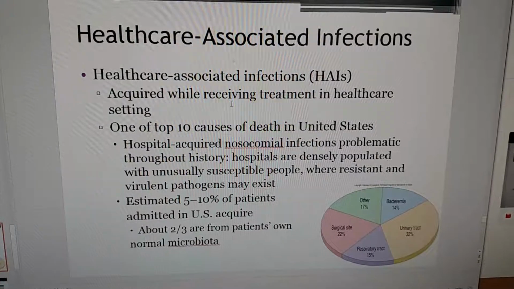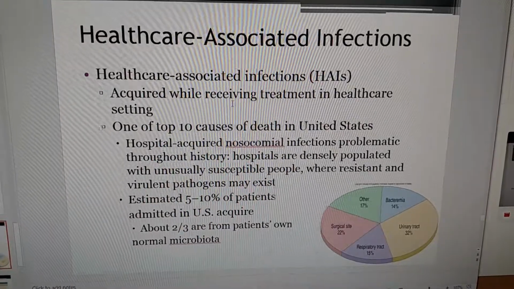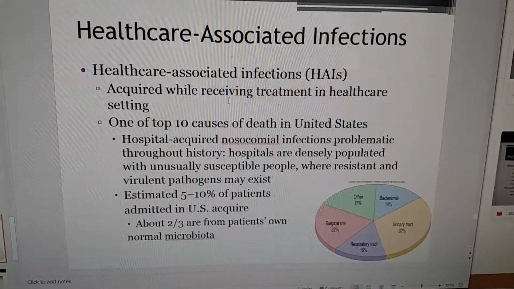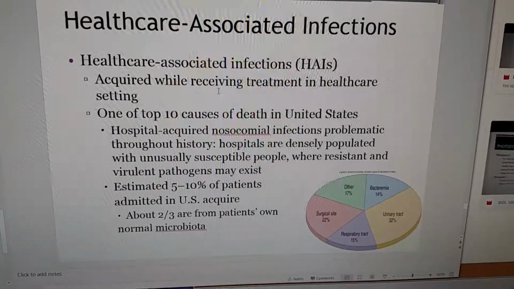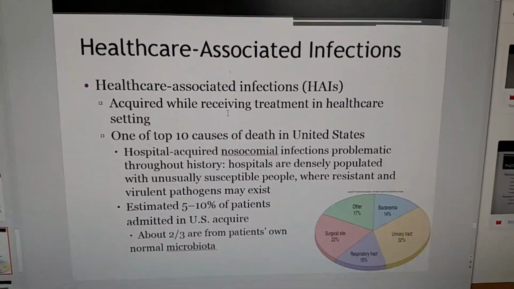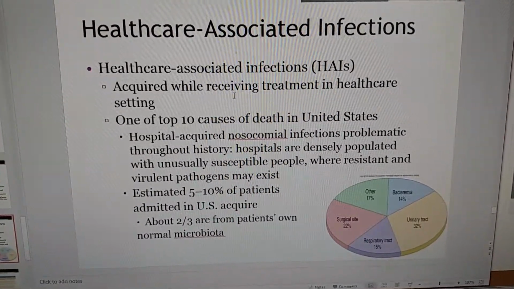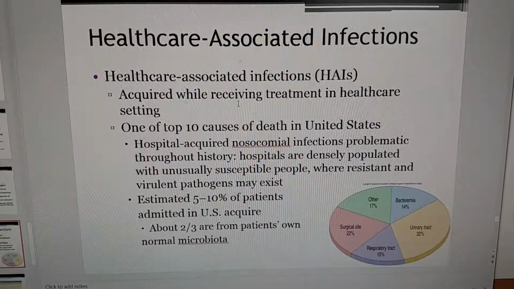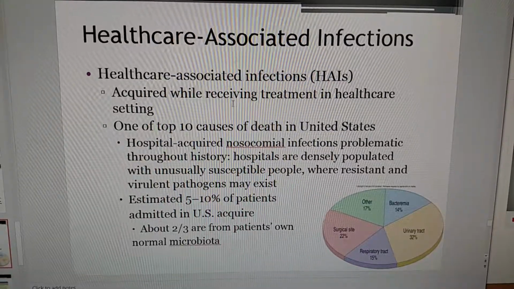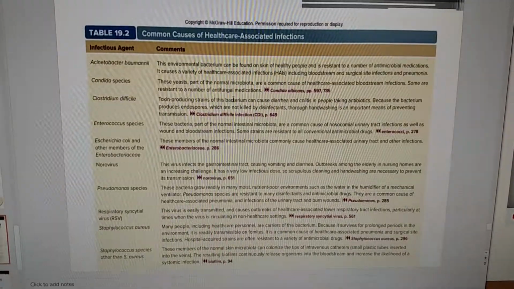We also have healthcare-associated infections. These are acquired when you're getting treatment in healthcare settings. These are one of the top 10 causes of death in the United States. And these hospital-acquired infections are problematic historically. Remember, if you're in a hospital, you're usually immune-compromised to begin with because there's something wrong with you. So the people who are most susceptible to getting sick are around those who are the sickest and most likely to spread disease. This is also where you see the evolution of a lot of resistant pathogens. And it's estimated that 5 to 10% of patients in the United States will acquire one, and about 2/3 of them come from the patient's own microbiota.